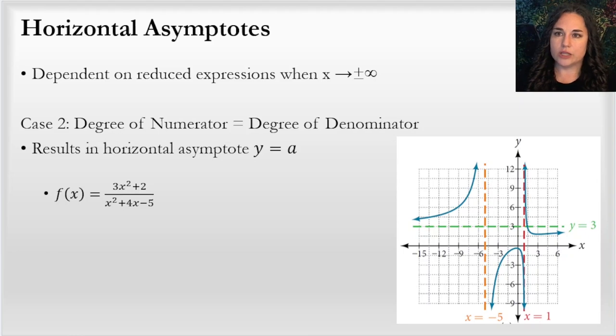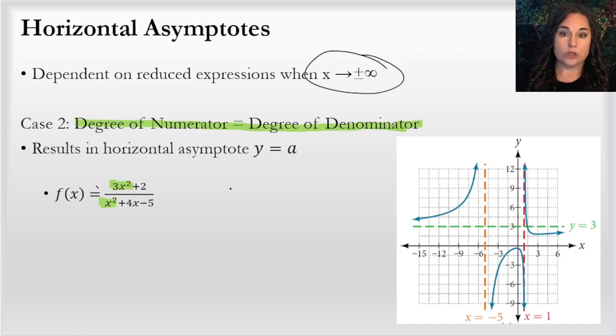The other situation that you might come across is when the degree of the numerator is equal to the degree of the denominator. All right, so let's play this game again. When x goes to plus or minus infinity, I'm going to look at the 2 leading terms. And this is why we needed to talk about leading terms back in polynomials. Those are the 2 leading terms. So when x goes to plus or minus infinity, let me write that down.